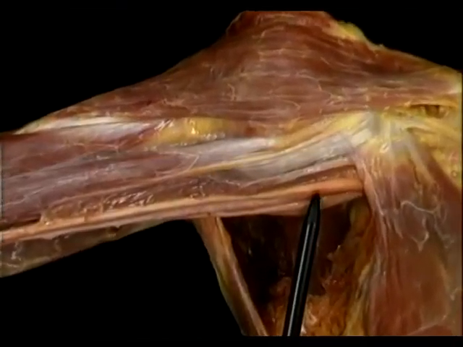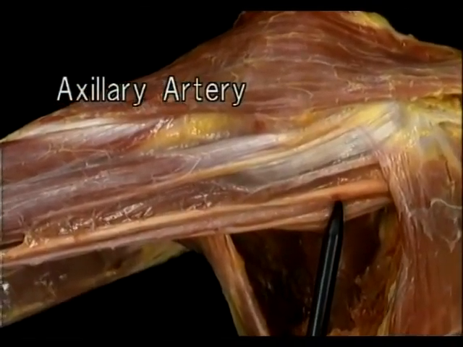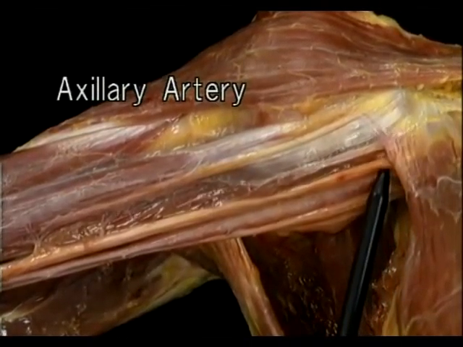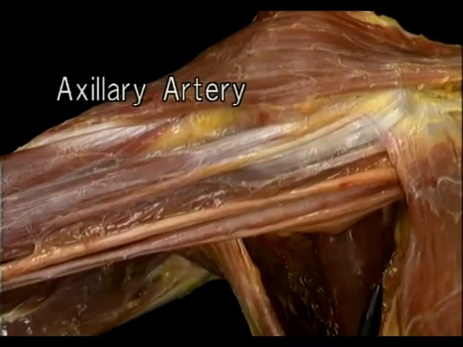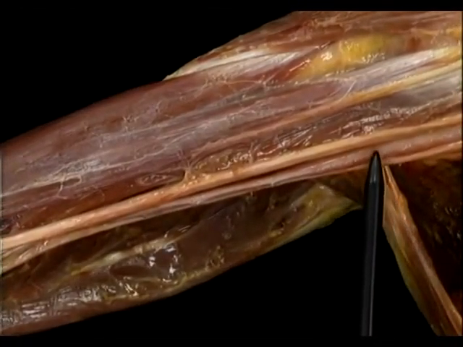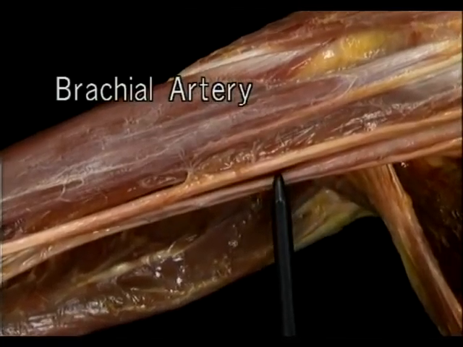Now let's look at the artery and the principal nerves of the arm. From here on, the veins which run parallel to the arteries have been removed to simplify the picture. Here's the main artery, the axillary artery. It emerges from beneath pectoralis minor, surrounded by major nerves. As it passes into the arm, its name changes. From here on down, it's the brachial artery.